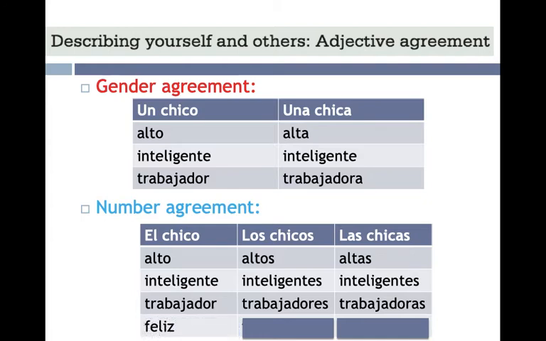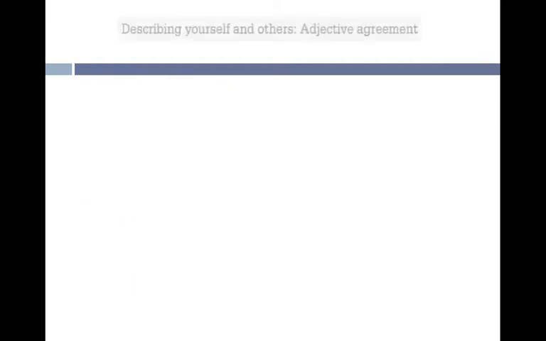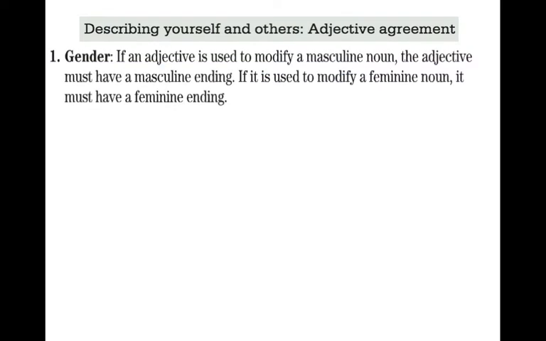What about a happy boy, el chico feliz? What's going to happen to make feliz plural? Think about your example with pencil, lápiz. Do you remember that rule? Los chicos felices y las chicas felices. That Z changes to a C, and then you add the extra syllable ending ES. So let's break down those rules.